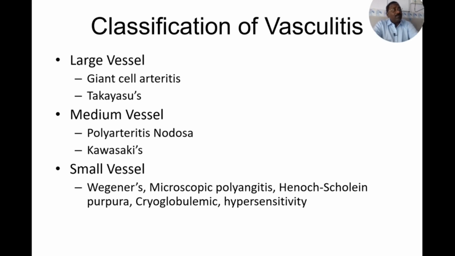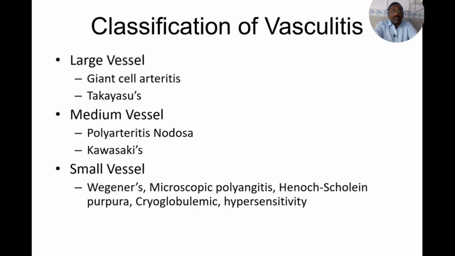For large vessel vasculitis, usually the two diseases you can remember by GT. G stands for giant cell arteritis, also called temporal arteritis, and T is Takayasu arteritis, named after the Japanese scientist who first identified this disease. These two are the large vessel vasculitis diseases.